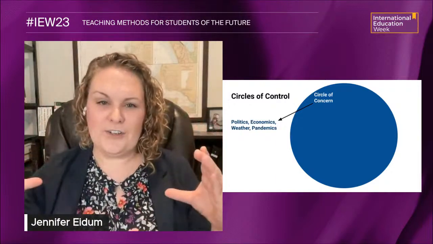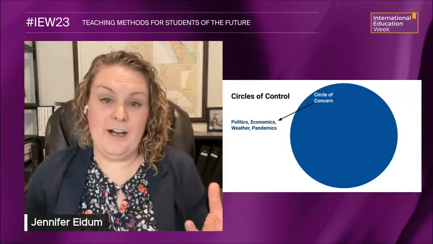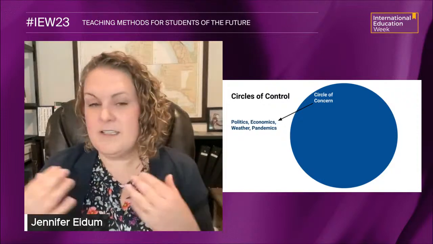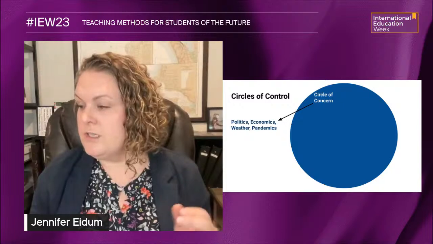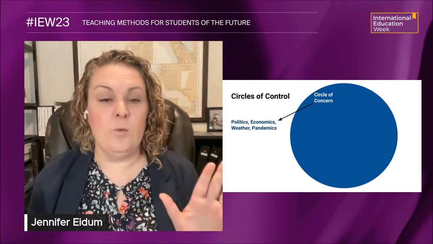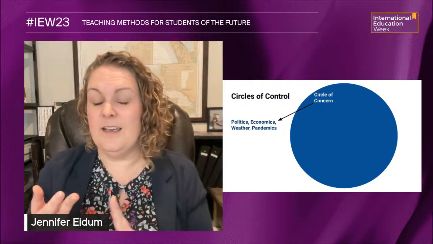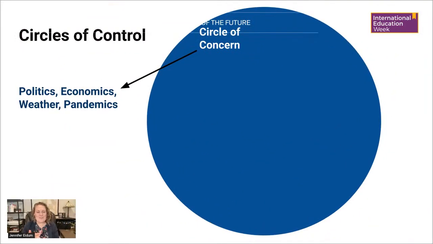The broadest circle is called the circle of concern. These are things that we care about when we watch the news, when we look at the world, we notice, and we are concerned about politics, economics, the weather. If there's a storm coming, we talk about it, we worry about it, and we respond to it. Pandemics, so many things like that that are completely out of our control. We cannot change the weather, but at the same time, the weather impacts us. And so that circle we can recognize is an area of concern.